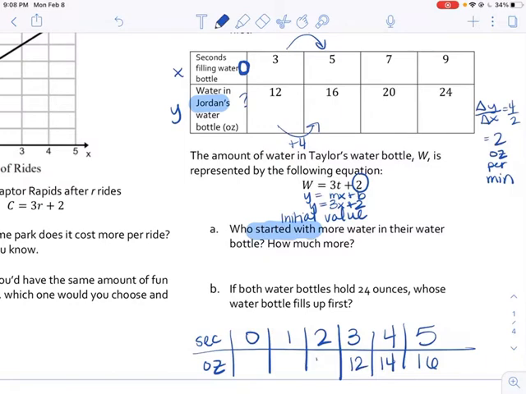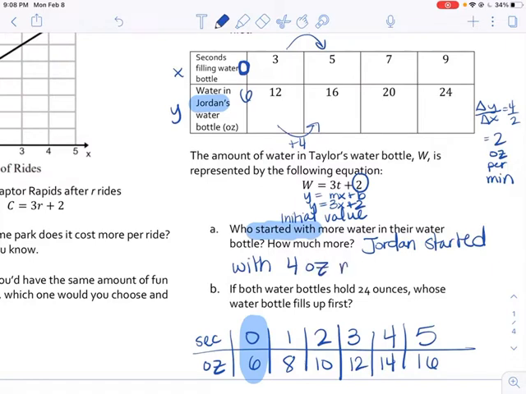So 12 minus 2 is 10, minus 2 is 8, and then minus 2 is 6. So then hopefully this looks like you're counting: 6, 8, 10, 12, 14, 16. The pattern flows. So then this will make sense. It will be 0, 6. So then his starting point was 6. His 0 was 6. So who started out with more water is the question. So Jordan started out with more water. And how much more? He had 6 and Taylor had 2. So he had 4 ounces more.